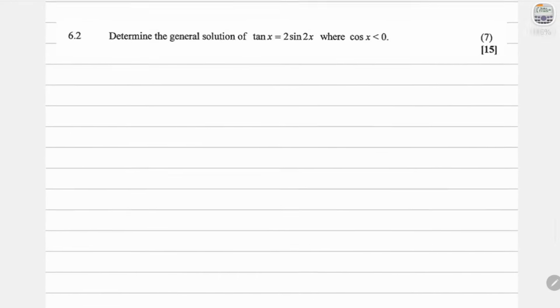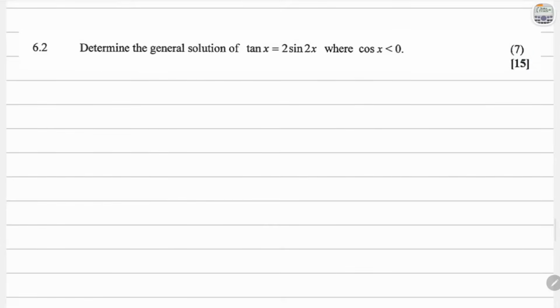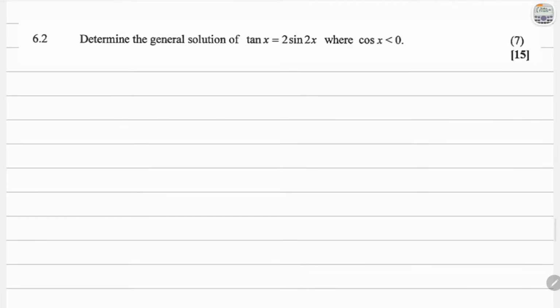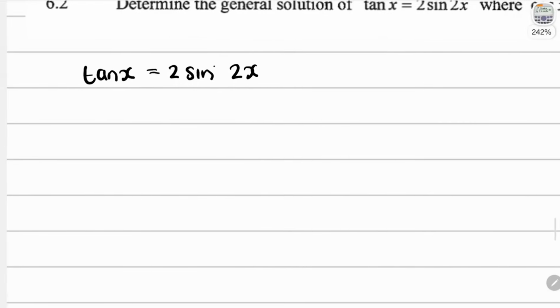Question 6.2 says, determine the general solution of tan x is equal to 2 sine 2x, where cos x is less than 0. Okay, and this is for 7 marks. So let's rewrite our equation first. Okay, and just keep in mind that cos x is less than 0.